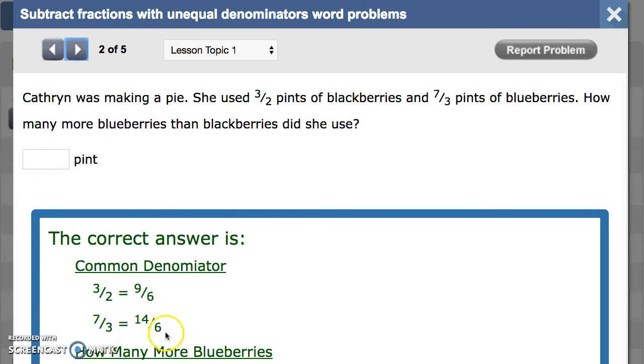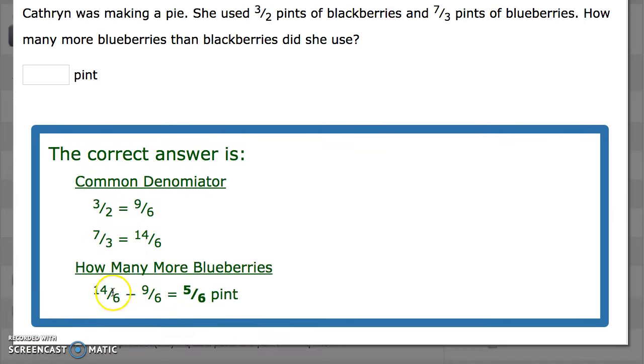And then 3 to 6, I multiply by 2. So 7 times 2 is 14. So here are my fractions with common denominators. How many more blueberries than blackberries? So I'm taking my blueberry number, which is 14/6. I'm going to subtract my blackberry number. So 14 minus 9 equals 5/6 of a pint.